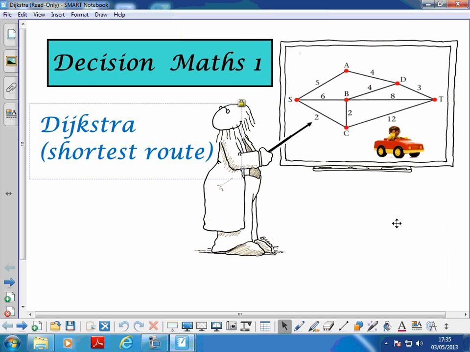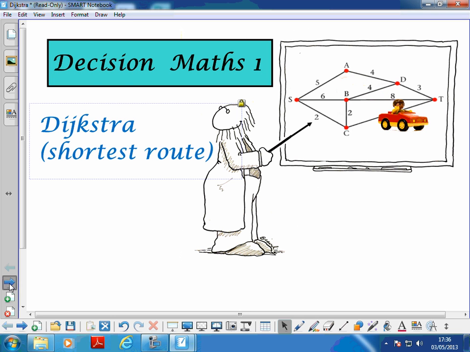Okay, so Dijkstra is going to help our little Lego man to find the shortest way from S to T, the shortest route. So maybe he needs to do this route or whatever. So that's what we're going to find out. How can the Lego man get from here to here as quickly as possible along these roads? Okay? That's what we're going to do.